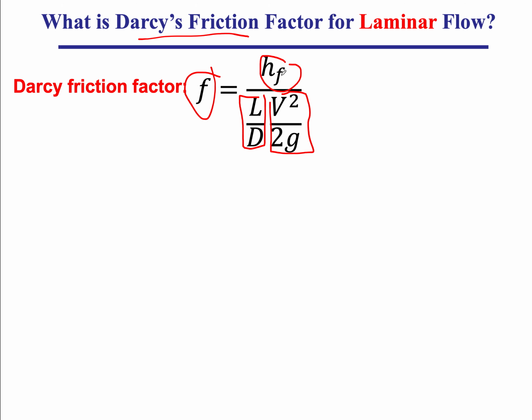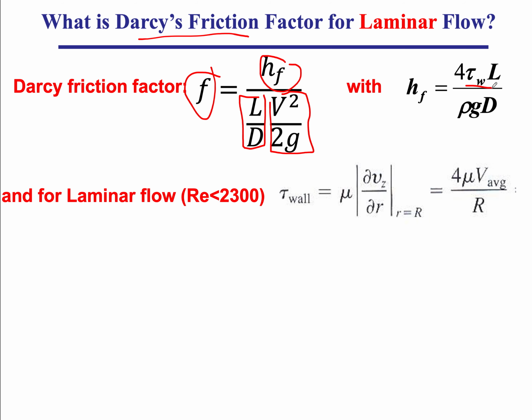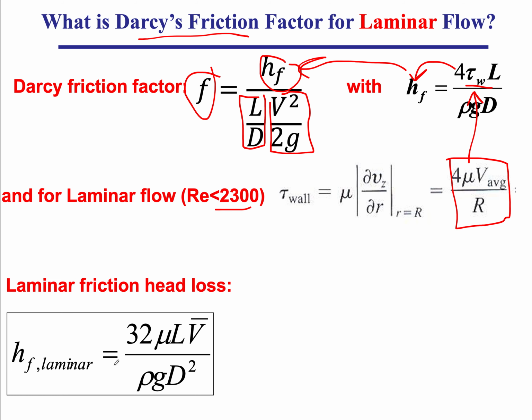So what is HF? We've already found from our control volume analysis that the HF is related to the wall shear stress, and we now just found that the wall shear stress for a laminar flow that's unidirectional, fully developed, and so on, which is Re less than 2300, is so. So let's take this wall shear stress, plug it up here. So that gives us the HF, and then we'll take the HF and plug it in here, and we get the friction factor.